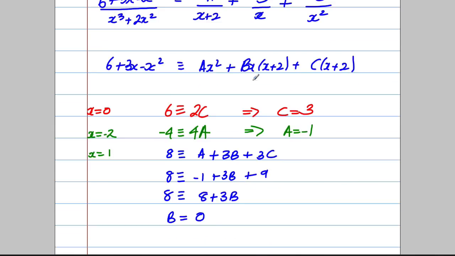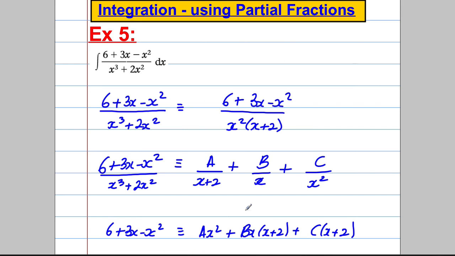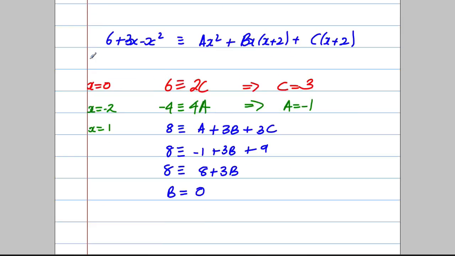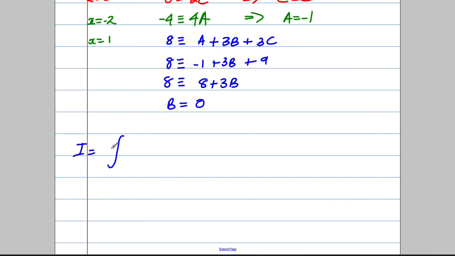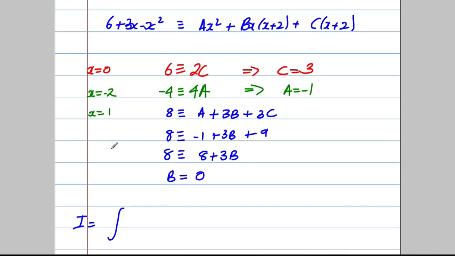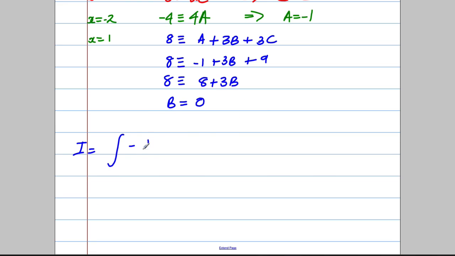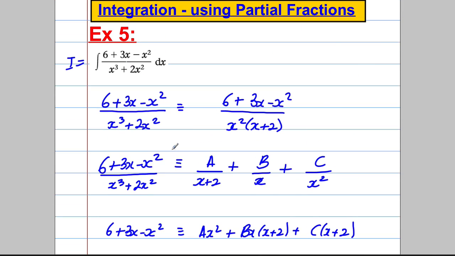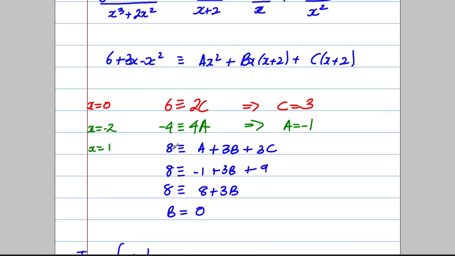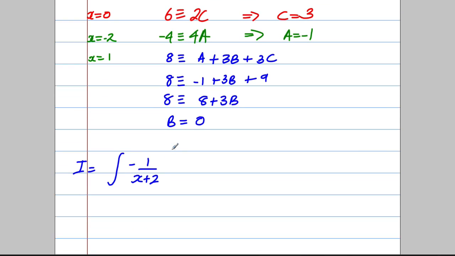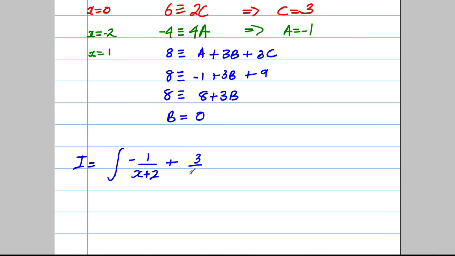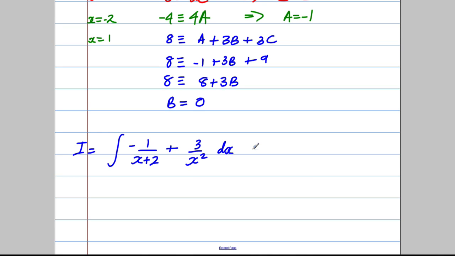So I could rewrite this whole thing, therefore. I could rewrite this integral here that I'm trying to find as the integral of a over x + 2, so a was negative 1, so negative 1 over x + 2, plus b over x, b was 0, so no x's, plus c over x squared, and c was 3, so plus 3 over x squared with respect to x. So I could break that up into negative the integral of 1 over x + 2 with respect to x, plus 3 the integral of 1 over x squared with respect to x.